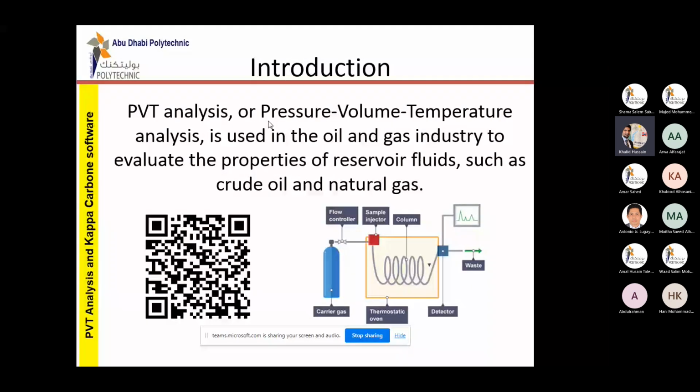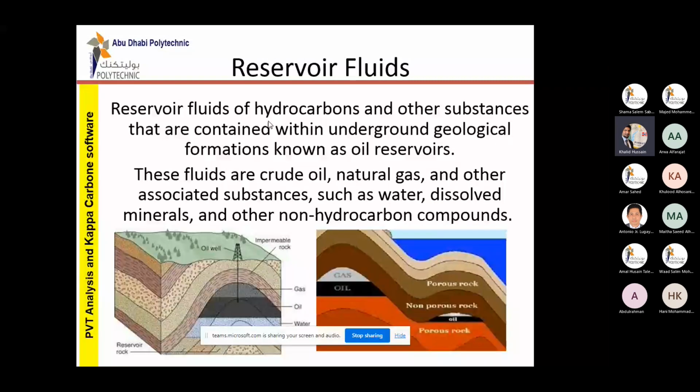So let's move further. Reservoir fluids. What we are doing in PVT analysis, we are doing on reservoir fluid, right? So here you can see this rig. After drilling, we reach the oil zone. Why did we not produce from the gas zone? You see there's gas, there's oil, and there's water. Why are we interested in oil here? Why not first produce gas, then oil, then water? Any idea?